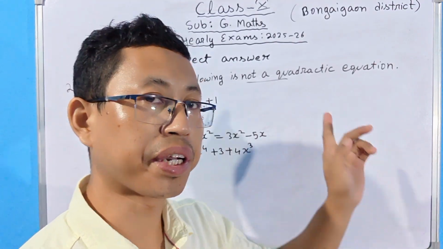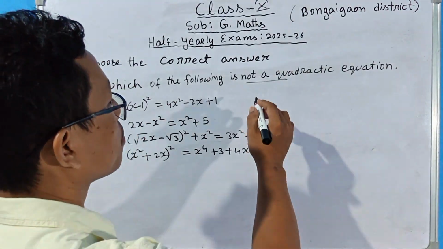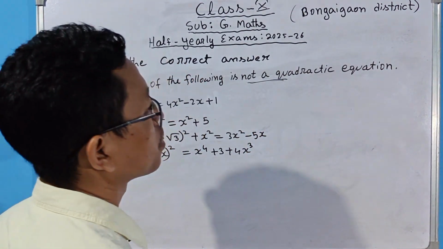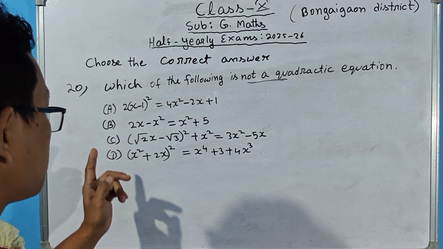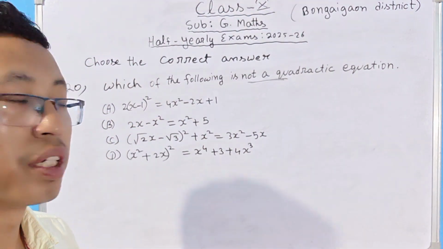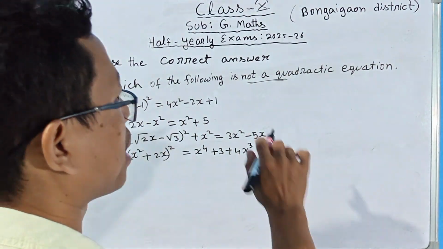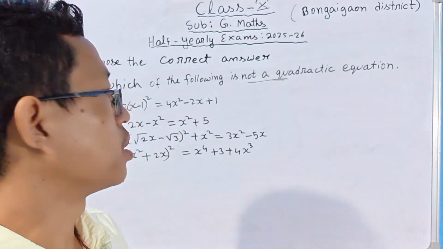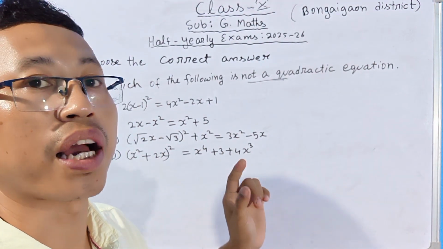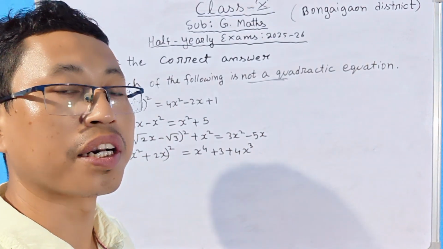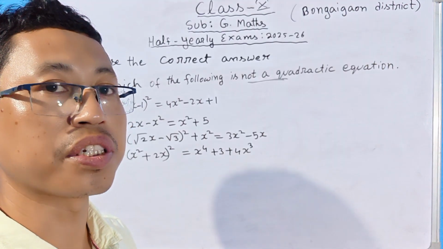Question number 20. Here we come. Which of the following is not a quadratic equation? So remember, not a quadratic equation. Options A, B, C, D are here. We have to find out, we have to solve it. But checking all A, B, C, D is not necessary. First, understand here, not a quadratic equation means the given equation should not have the highest degree or highest power as 2. Clear? It must be other than 2, or there should not be any square. The highest degree should not be 2.